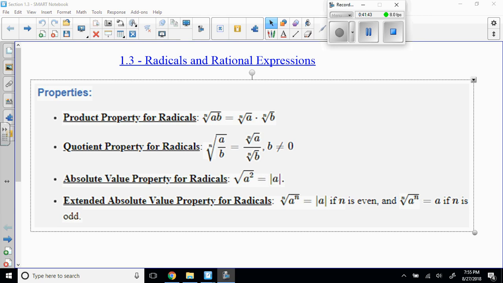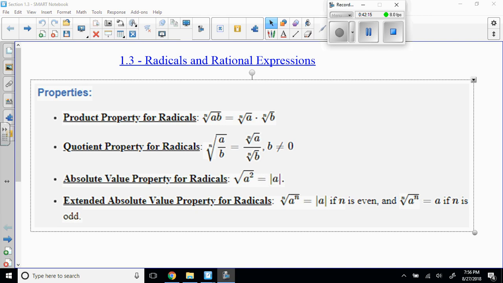Now, absolute value property for radicals: the square root of a squared is a, or the absolute value of a. I always deal with, if you take the square root of a number, you get a positive and a negative, right? Okay. So just want to make sure. It's only on odd roots that you have to worry about there just being a positive or a negative. It can't be both, right? So even roots, yes, positive and negative.